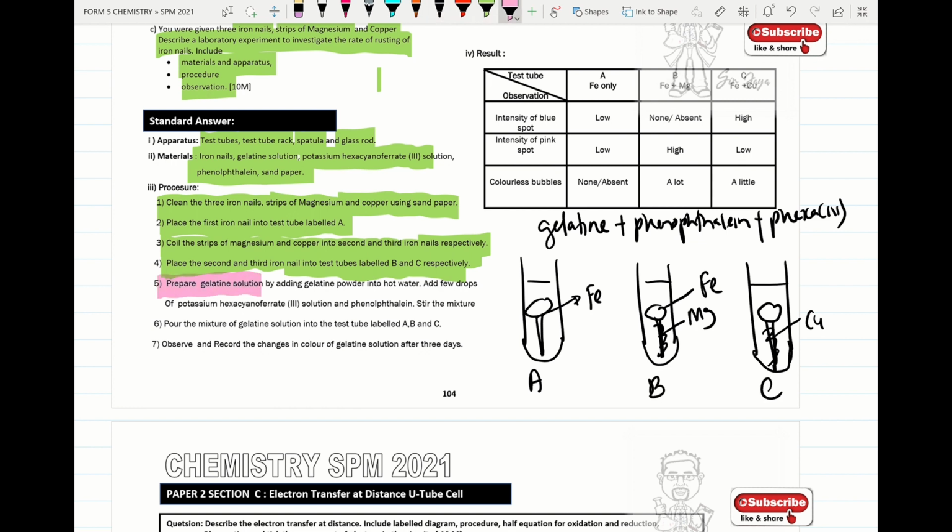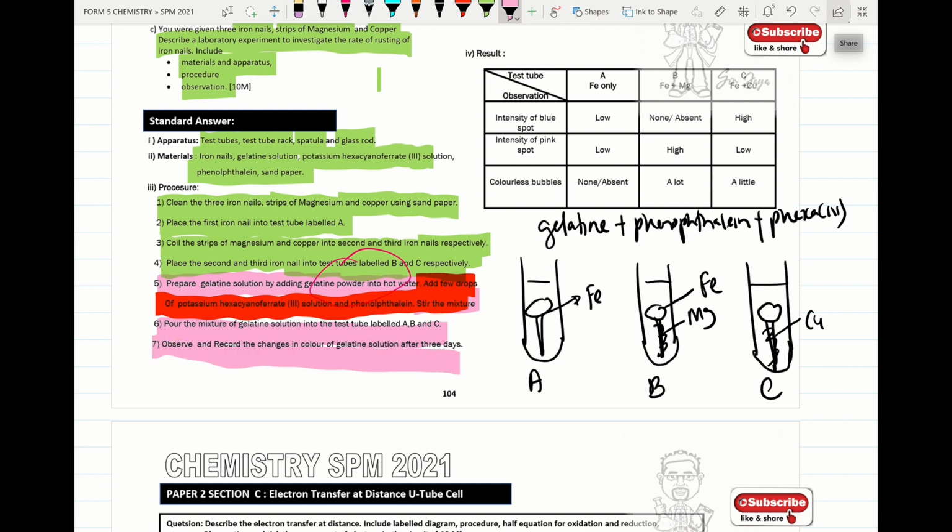Second, prepare the gelatin solution. How to prepare the gelatin solution? By adding gelatin powder in hot water. Please remember this one. Next, we need to add a few drops of potassium hexacyanoferrate 3 solution and also phenolphthalein solution. Stir the mixture using the glass rod. Pour the mixture of gelatin solution into test tubes labelled A, B, and C.